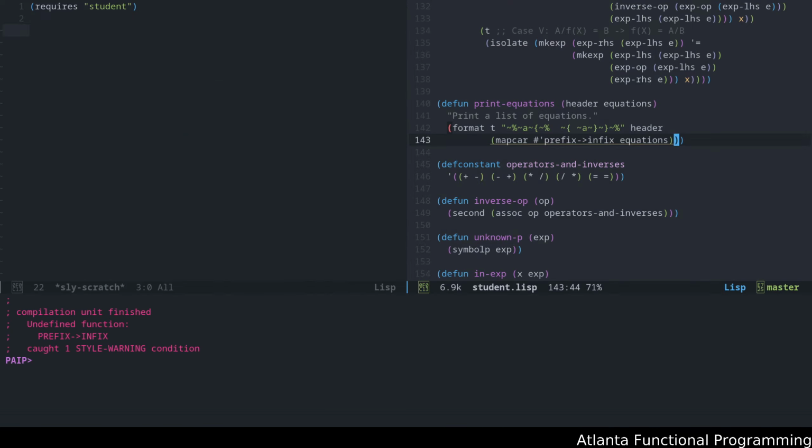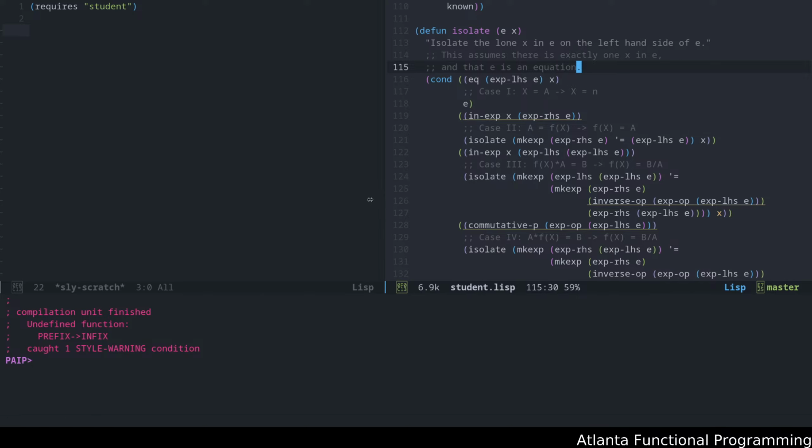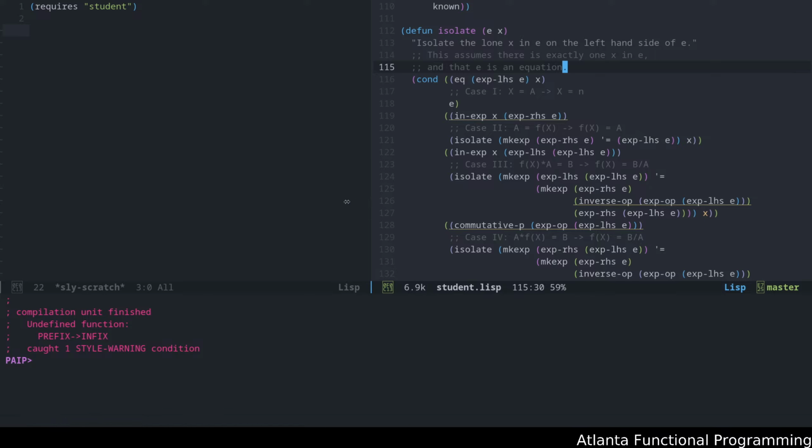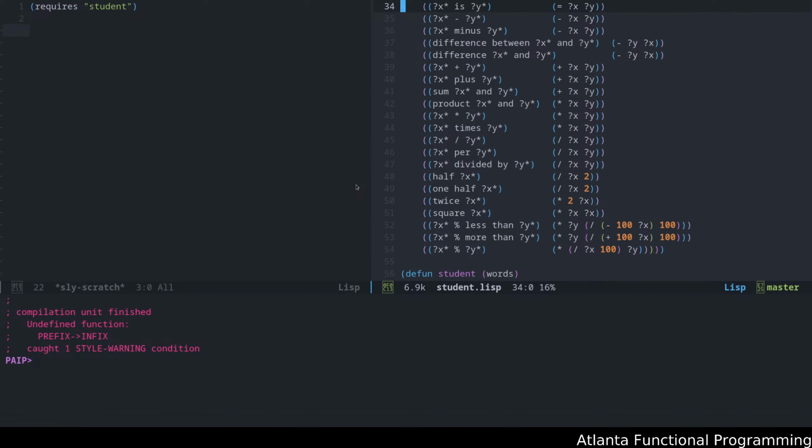Okay, so now we have our equations that we wanted to look at. Give me a second here. Let me just readjust this a little bit. That's it. Okay. And let us do this.